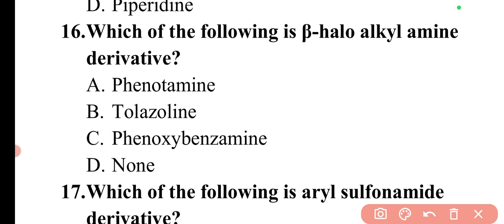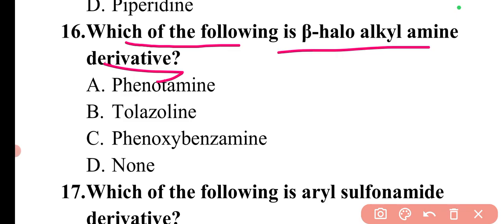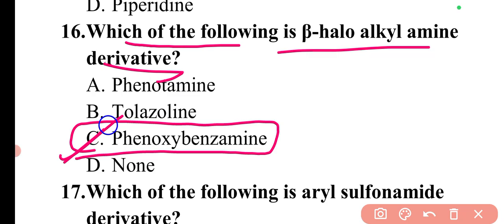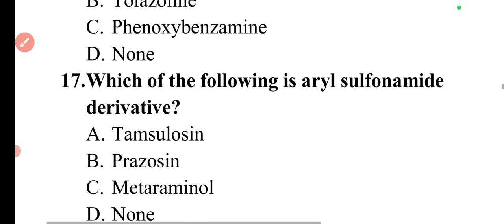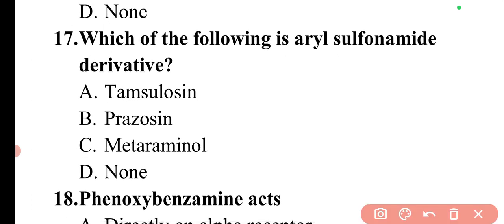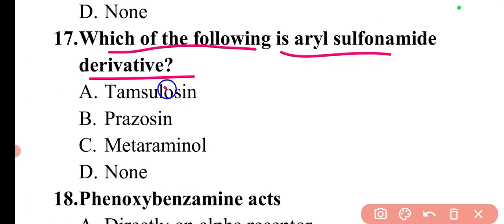Next we can move to another question. The question is, which of the following is a beta haloalkyl amine derivative? The beta haloalkyl amine derivative is phenoxybenzamine. So here option C will be the correct answer. You can check the structures of these compounds on Google as well, and a few structures I have already mentioned, and I will be providing them in the PDFs as well, so you can check those structures. Then we can move to another question. The question is, which of the following is an aryl sulfonamide derivative?